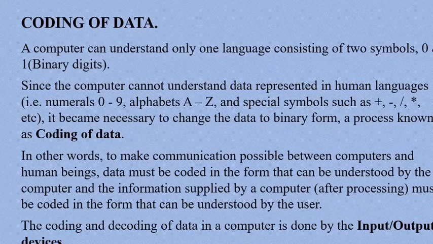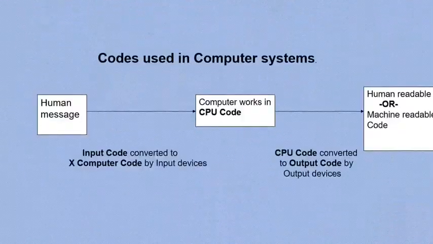In other words, to make communication possible between computer and human beings, data must be coded in the form that can be understood by the computer, and the information supplied by a computer after processing must be coded in the form that can be understood by the user. The coding and decoding of data in a computer is done by the input-output devices. Therefore, you can now have the clue on what is coding of data. It is actually converting data to machine-readable form.